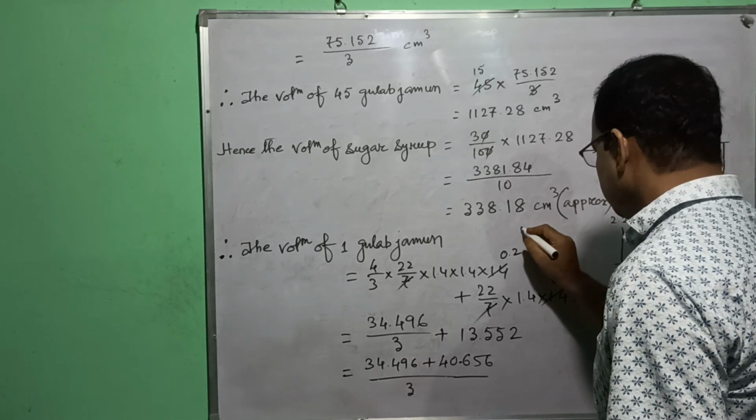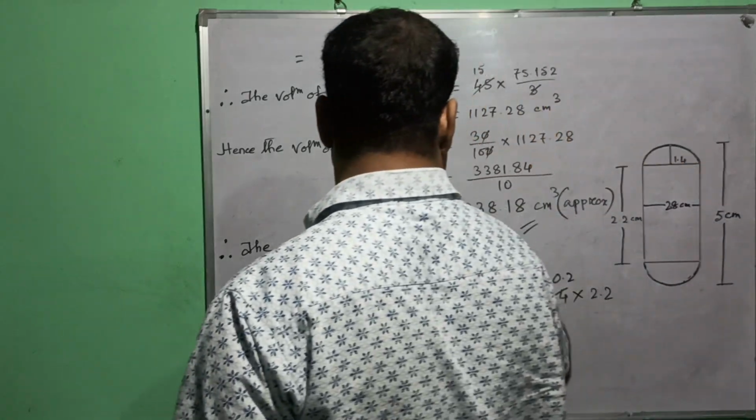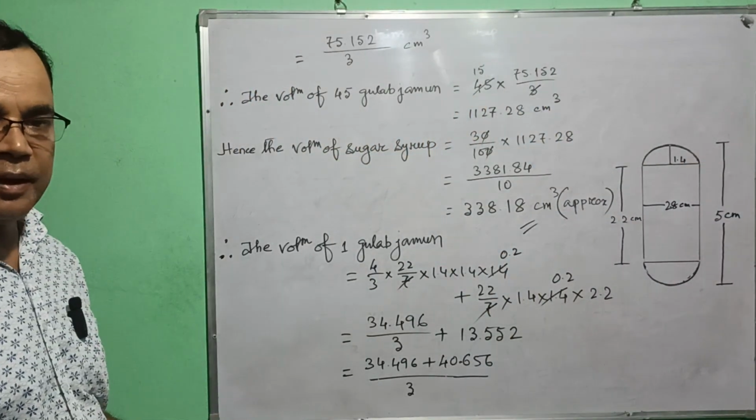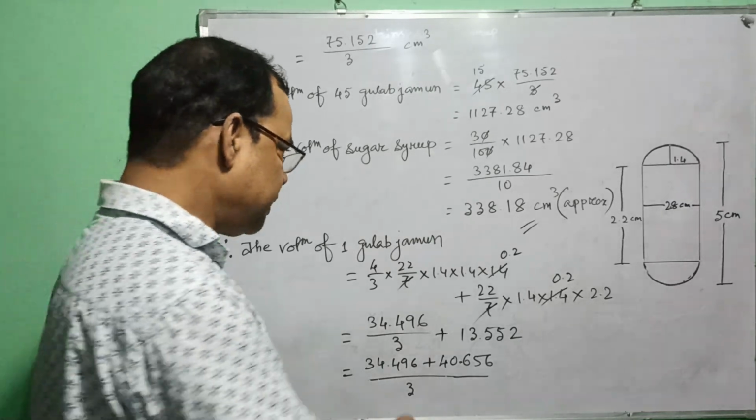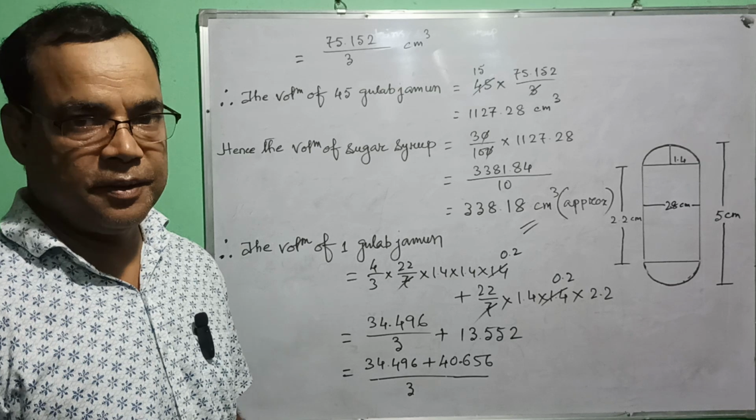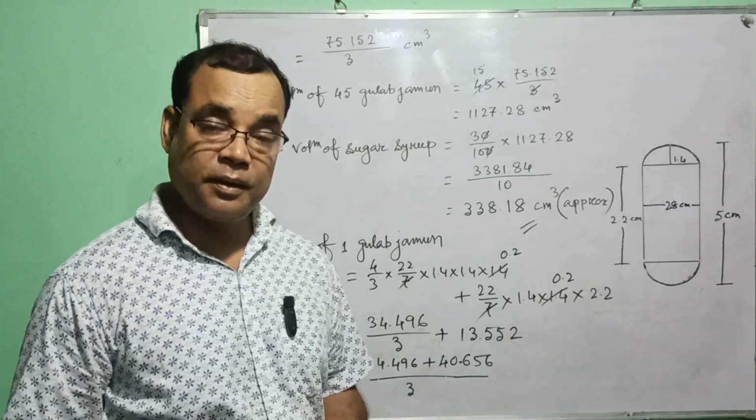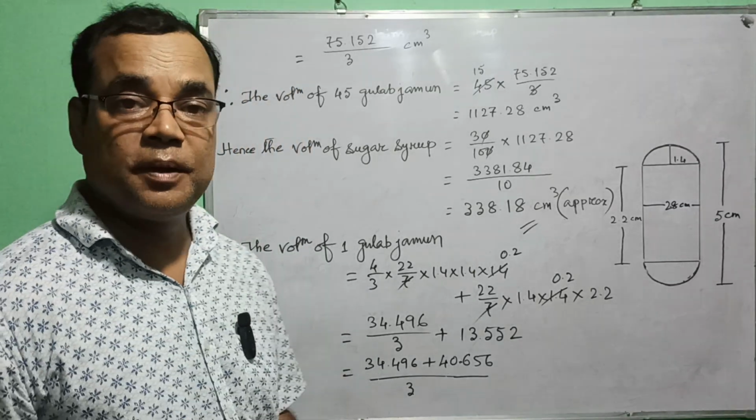So this is the answer. This is the volume of the sugar syrup contained in 45 gulab jamun. So I hope you can understand. If there is any problem, you have to practice it, then I think you can understand that one. Okay, now we'll start question number 13.